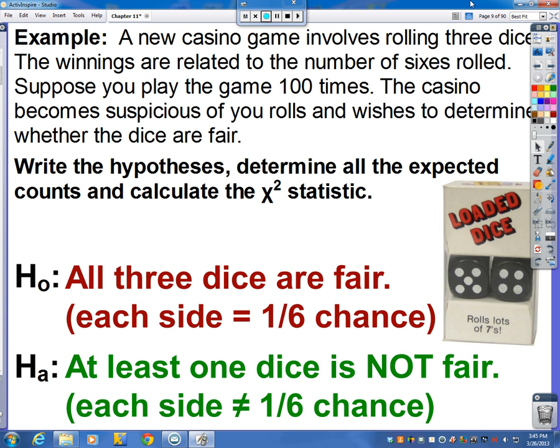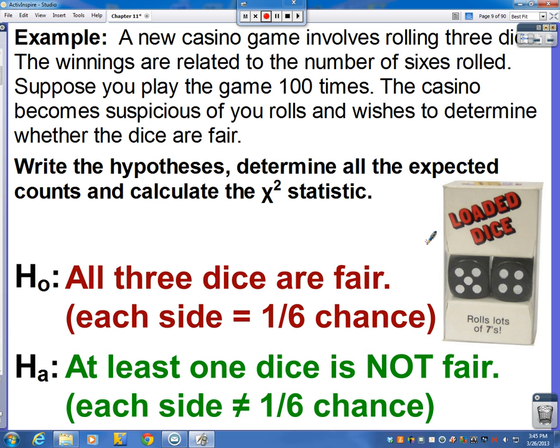So the example we're going to look at together: a new casino game. A new casino game involves rolling 3 dice. The winnings are related to the number of 6s rolled. Suppose you play the game 100 times. The casino becomes suspicious of your rolls and wishes to determine whether the dice you are currently using are fair. So we're going to write some hypotheses, determine all the expected counts, and calculate the chi-squared statistic.